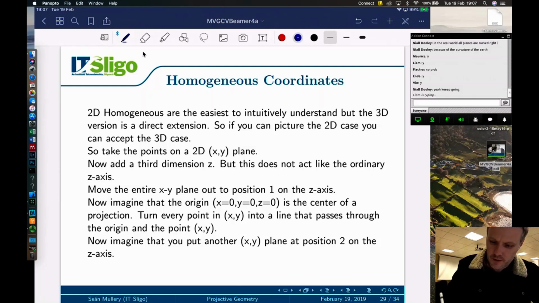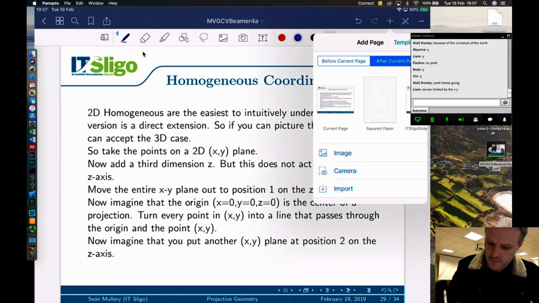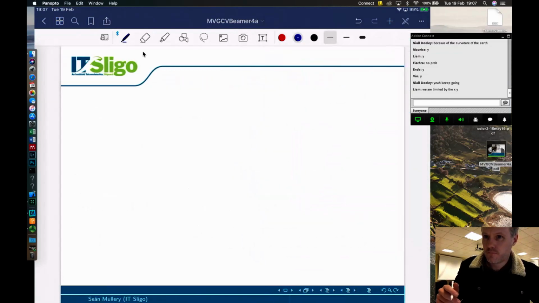So I'm going to do a little drawing here for you. No, you're not limiting the xy at all. That can be a full plane. So what I'm going to do is draw you an elevation of this, because I'm on a page here, it's not as easy for me to do.